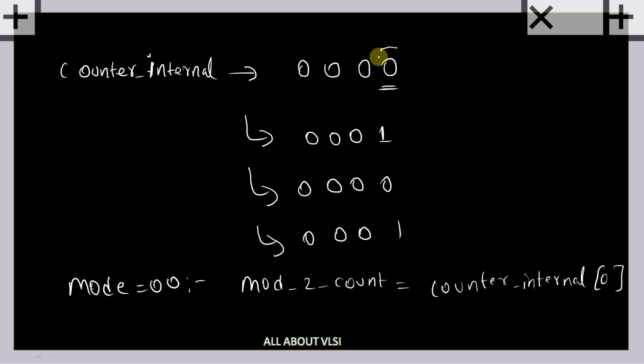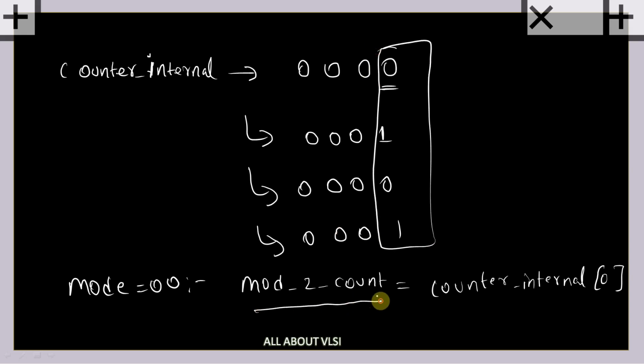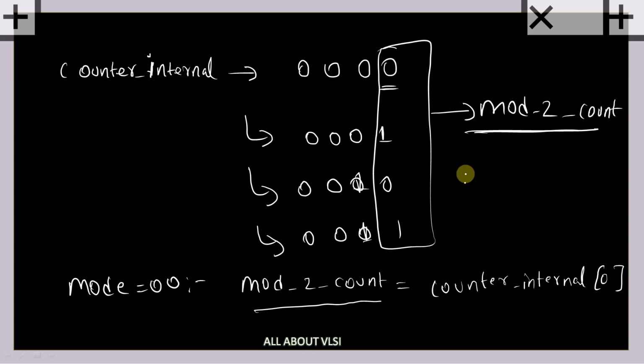So only these values will be assigned to my mod2_count, and this is mod 2 counting only, right? So 0 followed by 1, next is 0010, next is 0011. But only the LSB values will be given to your mod2_count. So this is what I'm doing. If I consider only my LSB bits, then I'm going to get a mod 2 counting.